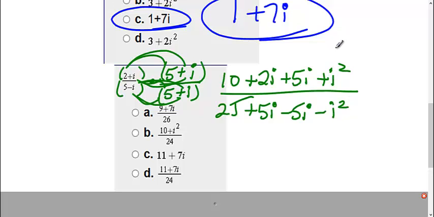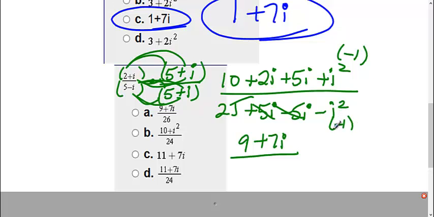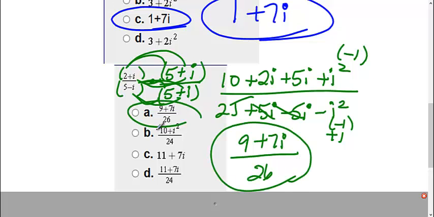Okay, so we need to clean this up. We know that i squared is negative 1. So when I combine 10 plus a negative 1 gives me 9. A 2i plus a 5i is 7i. On the bottom, my 5i's are canceled. i squared is negative 1. A negative and a negative give me a positive 1. So really on the bottom, I have 25 plus 1, which is 26. We can't simplify that any further, so there's our answer, which is choice A.